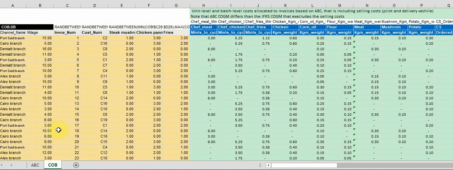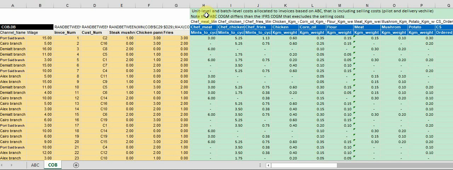Those are 80 invoices. This is the branch who sold. This is the customer who purchased. These are the three products. The first part of cost relationships is for the unit level and batch level cost. Those are allocated to invoices based on activity-based costing, that is including selling cost such as pilot and delivery vehicle.